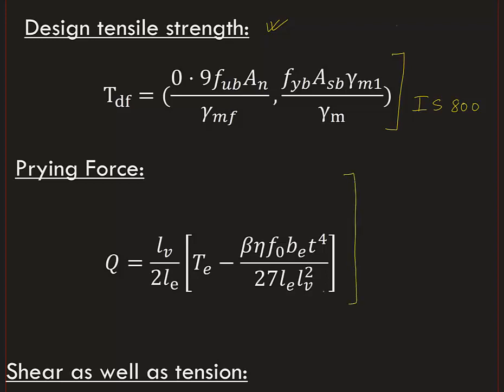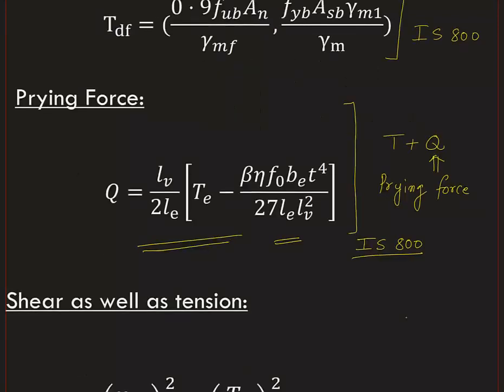in that case we have to account for an extra amount of force, that is the prying force, that is given by this formula. So whenever there is a prying action, in that case the total force will be T plus Q, and this Q is basically the prying force. So we have to calculate this force using this formula, and this is also given in IS 800.